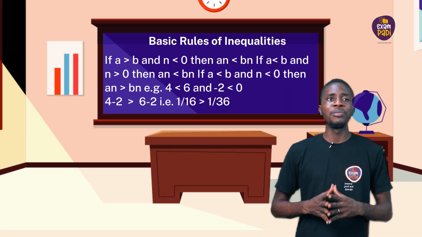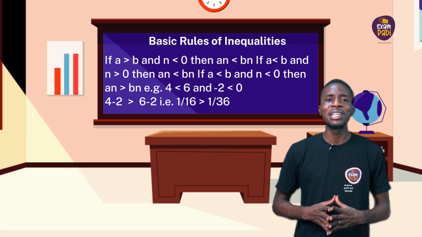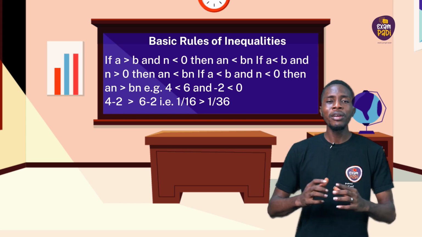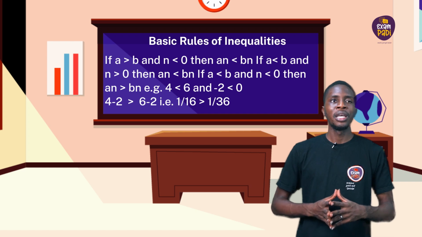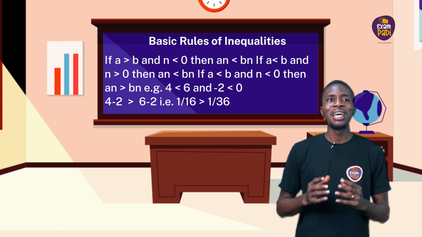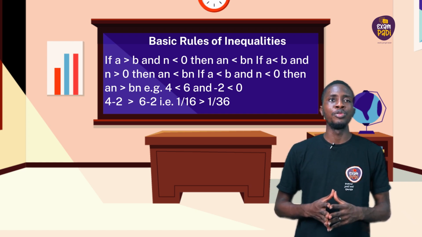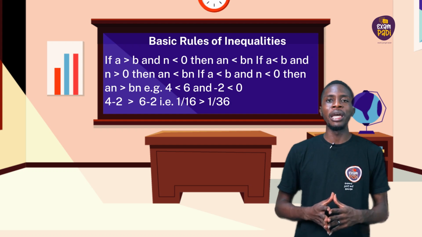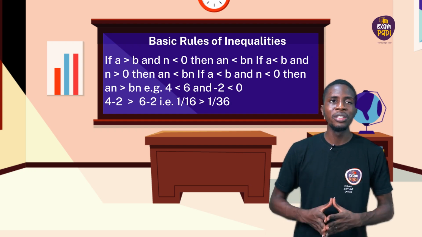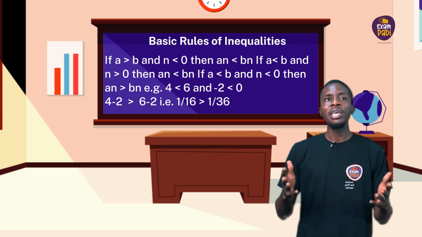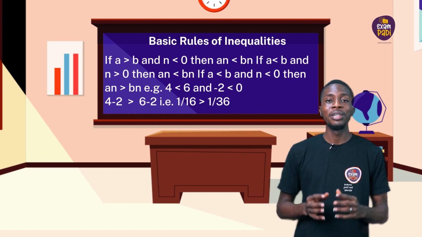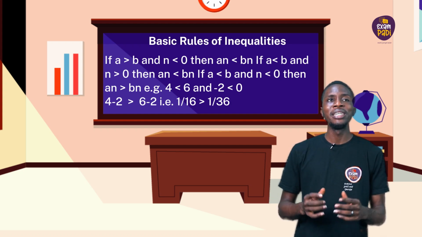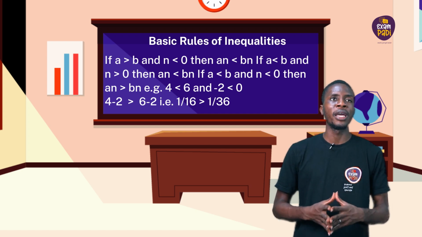If a is greater than b and n is less than 0, then a raised to the power of n is less than b raised to the power of n. If a is less than b and n is greater than 0, then a raised to the power of n is less than b raised to the power of n. If a is less than b and n is less than 0, then a raised to the power of n is greater than b raised to the power of n.